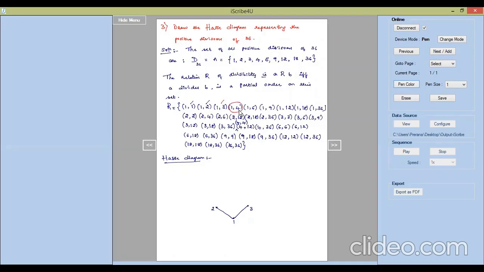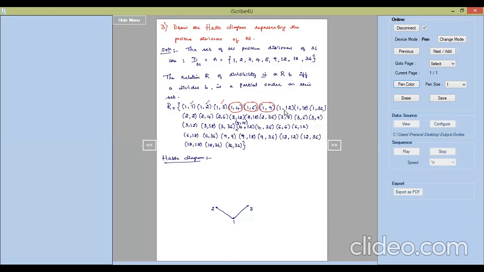Okay. Then 1, 6. Again I will not be drawing 1, 6 because 1, 2, 2 to 6 gives us 1, 6. So we will not draw 1 comma 6. Then what about this 1 comma 9? So 1 comma 9 also we need not draw directly because 1 comma 3 and 3 comma 9 gives us 1 comma 9.